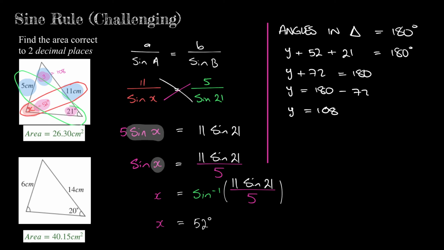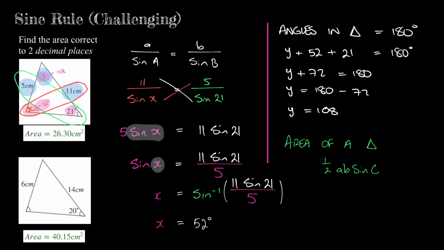Okay, so that brings me to the last part of the question, which asks me to find the area of the triangle. So the area of a triangle, we know, is half ab sine C. Okay, so the area of a triangle is half ab sine C. It's important that when I use the area of a triangle I have a side, angle, side. And in this case, I have side, angle, side.